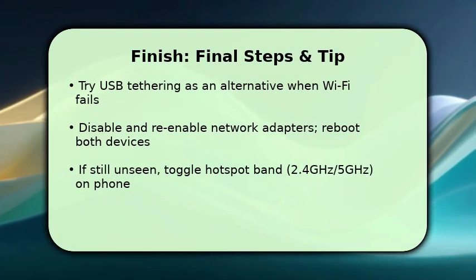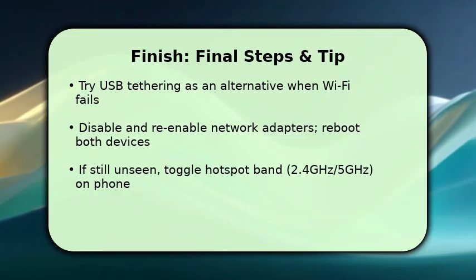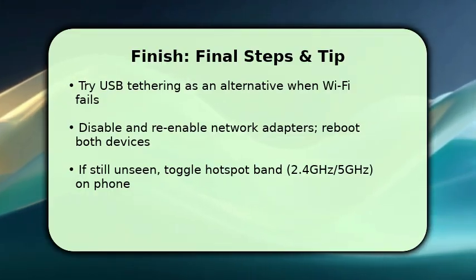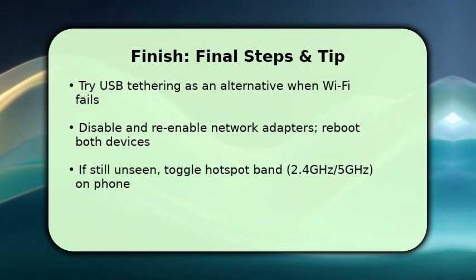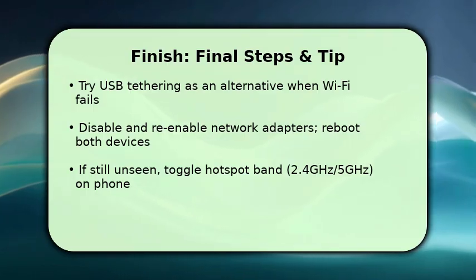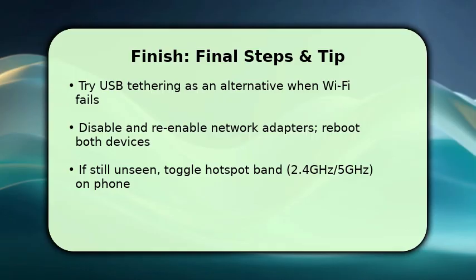To finish, try USB tethering if Wi-Fi is unreliable. That often bypasses adapter discovery problems. Disable and re-enable the PC's network adapters and reboot both phone and PC to clear caches and re-advertise the hotspot.